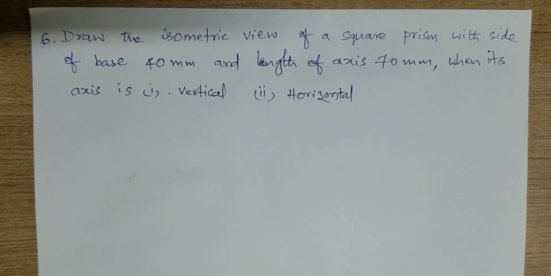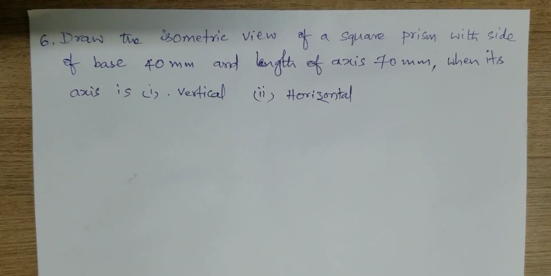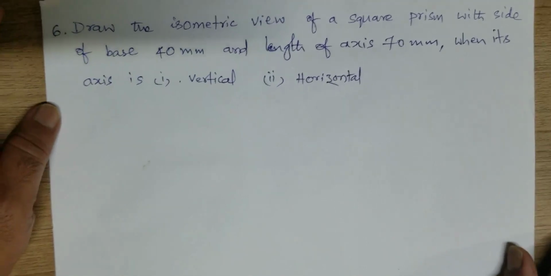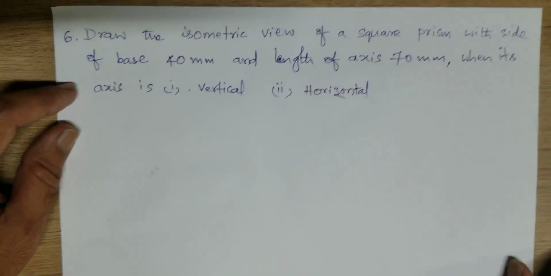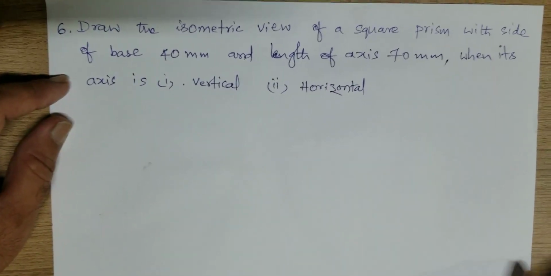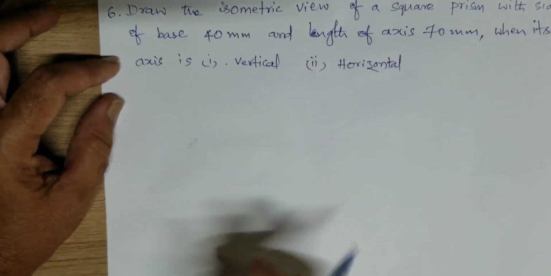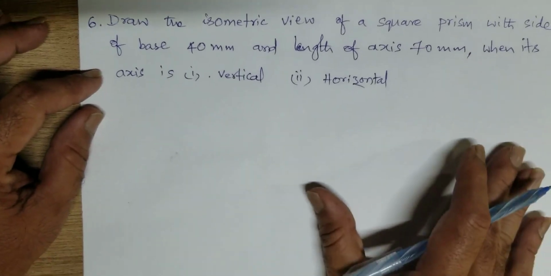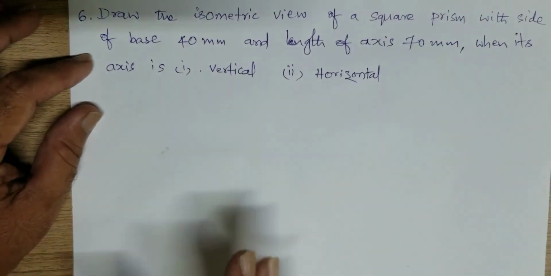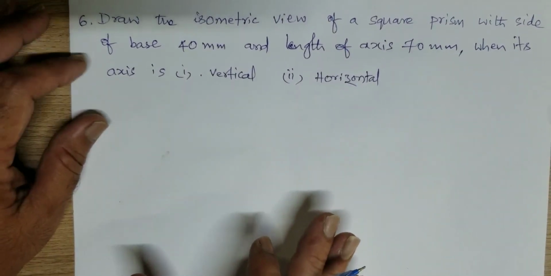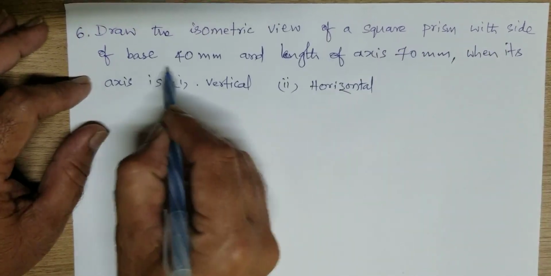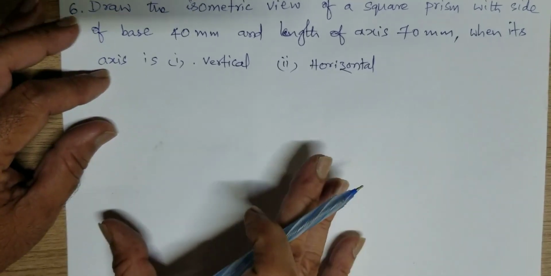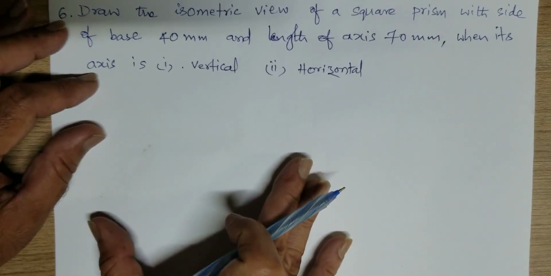But in isometric view, all these angles are the same, the only thing is that we have to use the original dimensions. Please see here how I have to proceed. When we draw this, we have to understand it in orthographic projection. Once again, he is saying a square prism with side of base 40 mm and length of the axis 70 mm. I would like to draw that square prism in orthographic view.